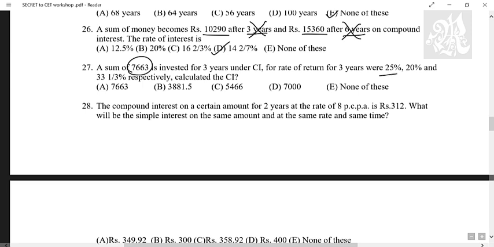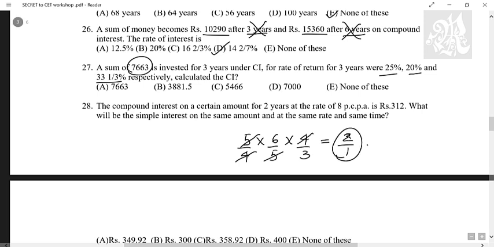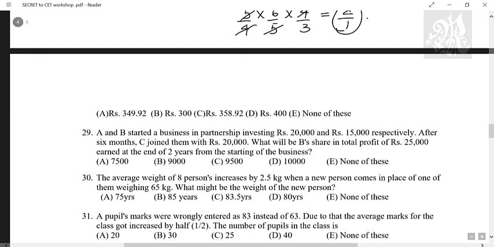For 3 years the investment is 25, 20 and 33 1/3. The returns: 25 is 1/4, so the growth is 5/4. 20 is 1/5, so the growth is 6/5. 33 1/3 is 1/3, so the growth is 4/3. 4 cancels 4, 5 cancels 5. 6/3 is nothing but 2/1. 2/1 means it will become twice. So the CI is equal to the amount because it becomes twice. Alright, it's as simple as this.